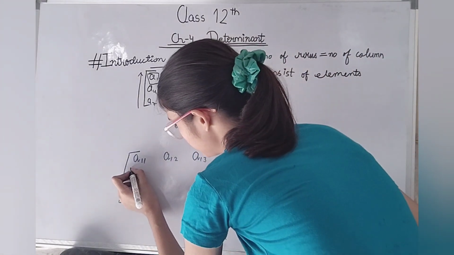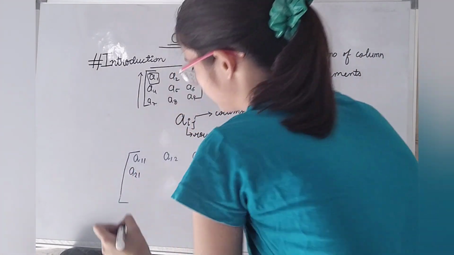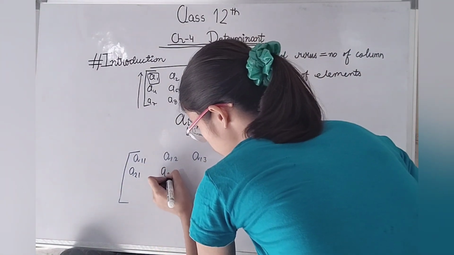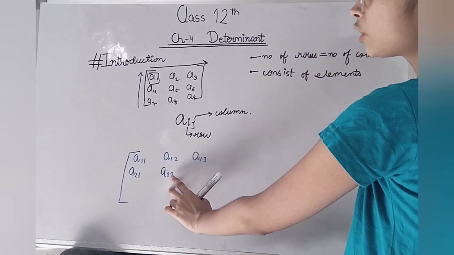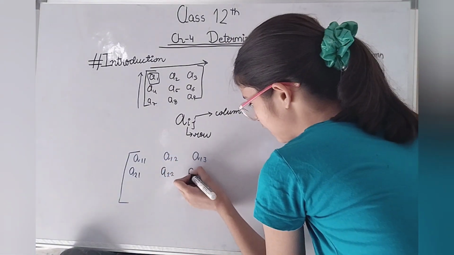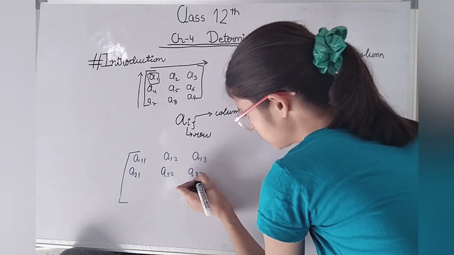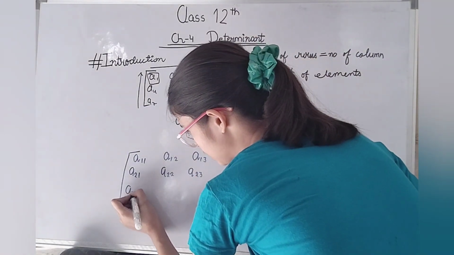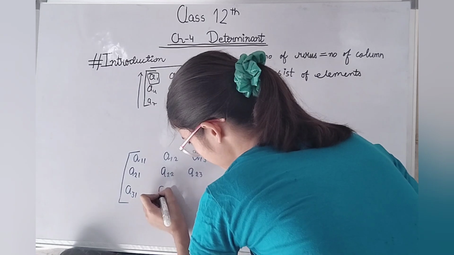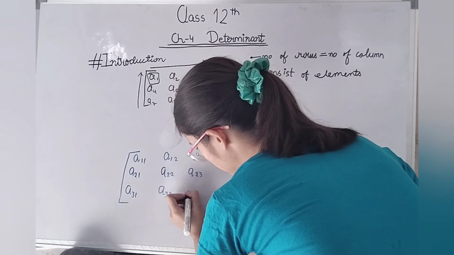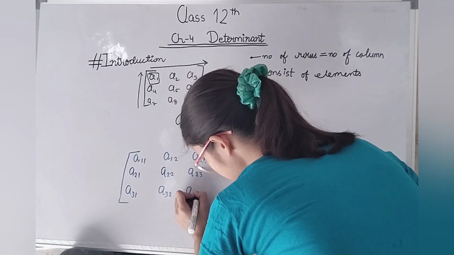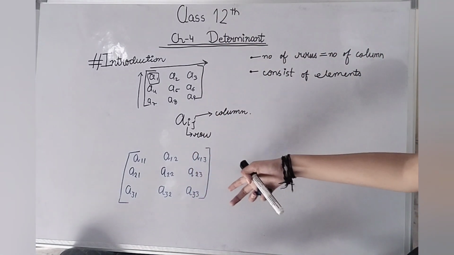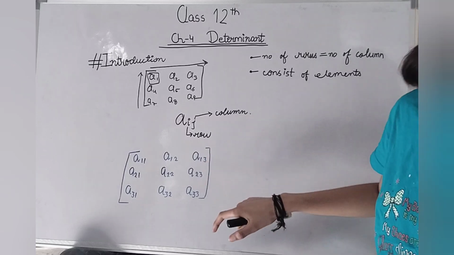The next element will be A21. Second row and first column. The next will be A22, which means second row and second column. The next will be A23. That is second row and third column. Next will be A31, A32 and A33. So this is the introduction. This is what we call a determinant.